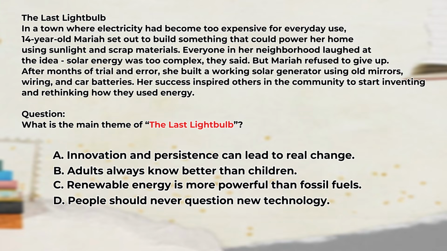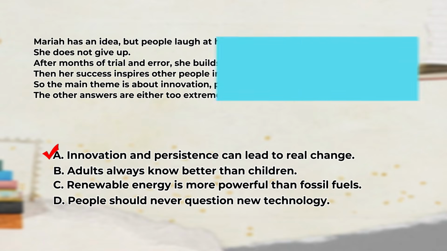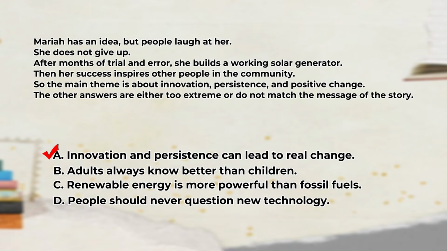This question asks for the main theme of the passage. A theme is the deeper message or lesson in a story. Pause here and choose the answer that best matches the whole passage. The correct answer is A. Mariah has an idea, but people laugh at her. She does not give up. After months of trial and error, she builds a working solar generator. Then her success inspires other people in the community. So the main theme is about innovation, persistence, and positive change.